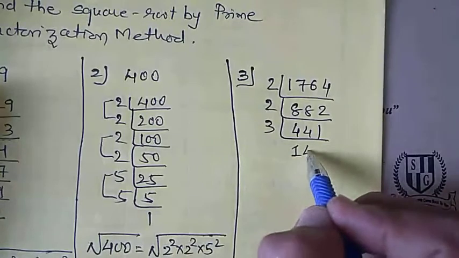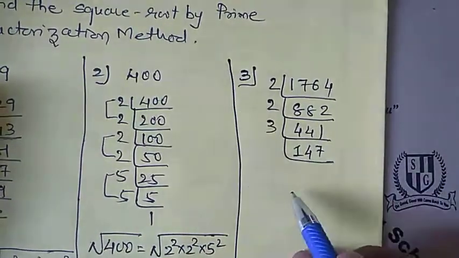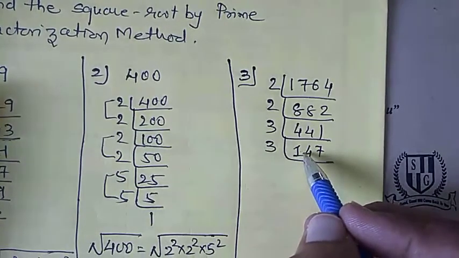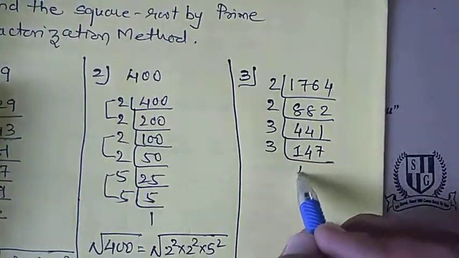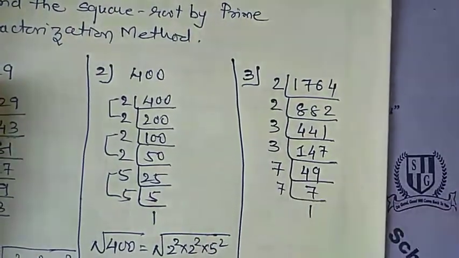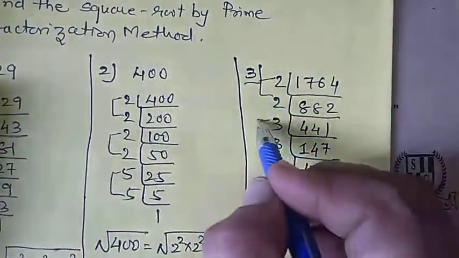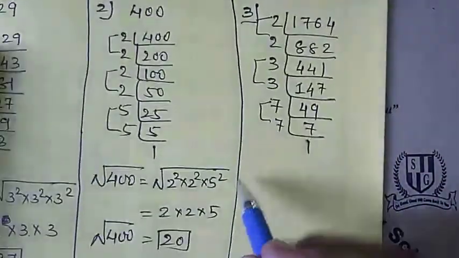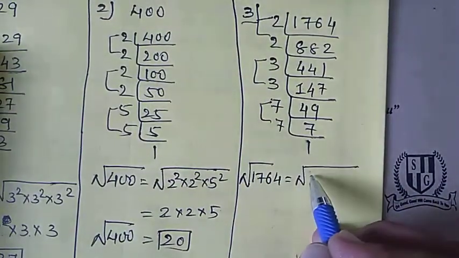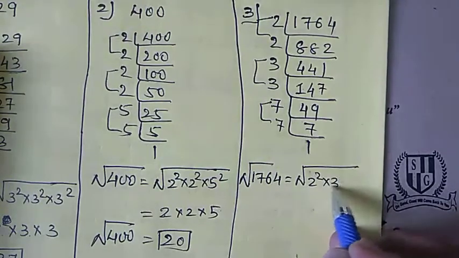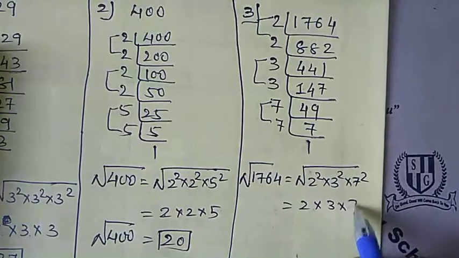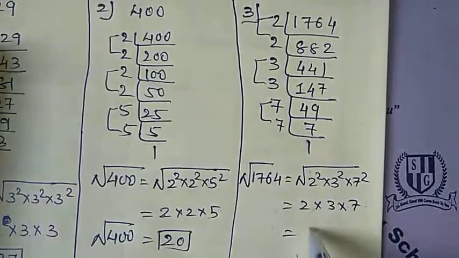So 3 fours are 12, 3 one hundred forty-sevens are 441. Again it is possible by 3. 7 plus 4 is 11, plus 1 is 12. 12 is divisible by 3, so it will be 49. Now 7 sevens are 49 and 7 ones are 7. Clear? So pairs are easily made. 1764, so the square root will be 2 square into 3 square into 7 square. The root gets cancelled, so 2 into 3 into 7. 2 threes are 6 and 6 sevens are 42.